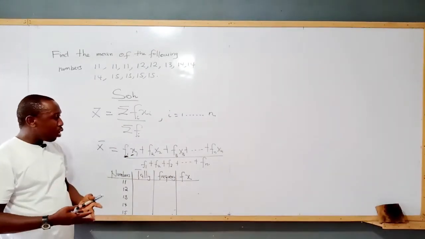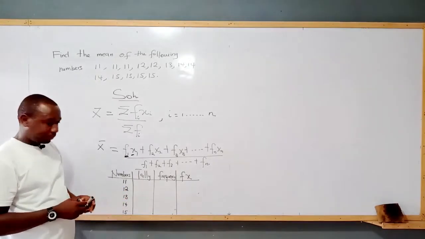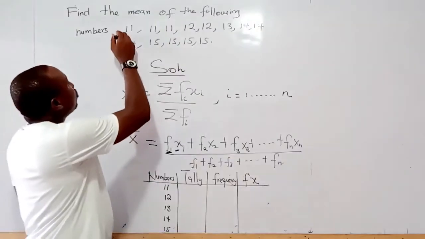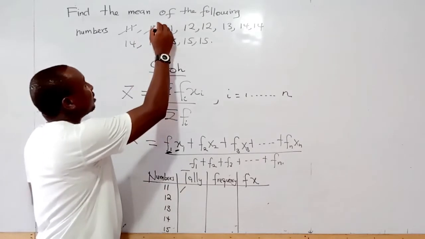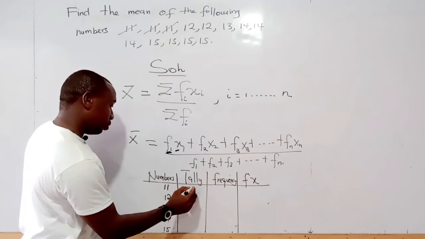So we do what we call tallying. If you tally, you cancel 11 and then you tally. You cancel, you tally. You cancel, you tally.